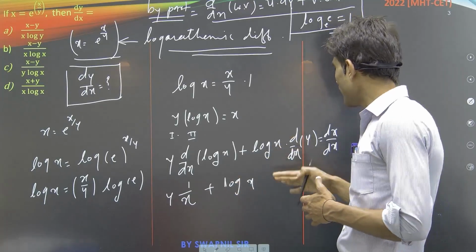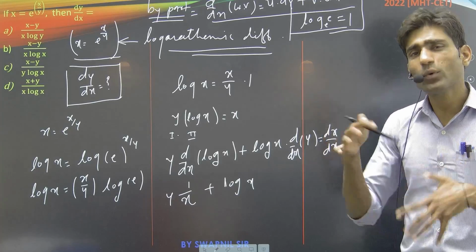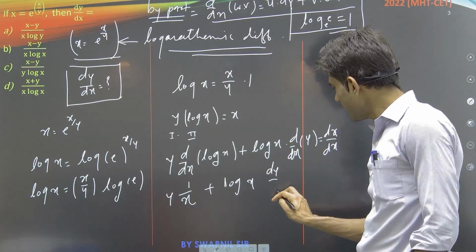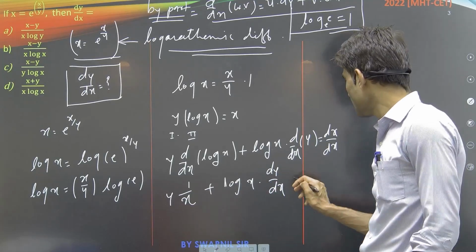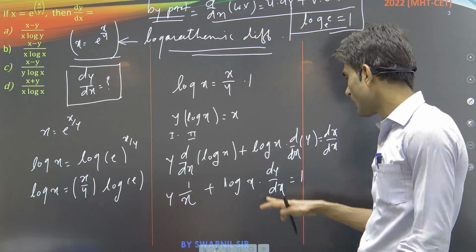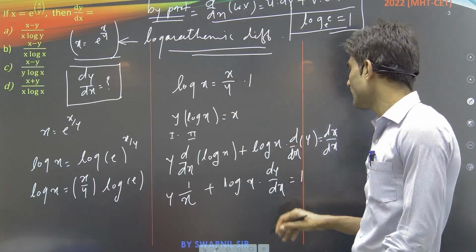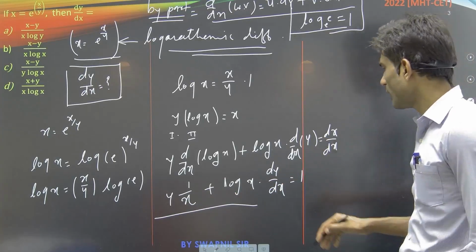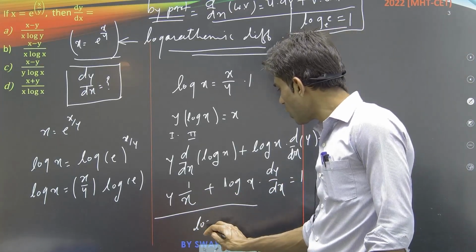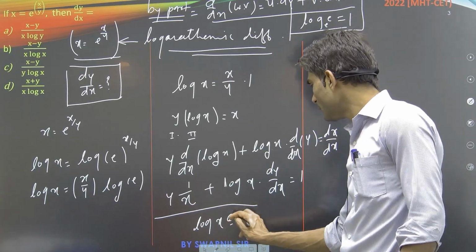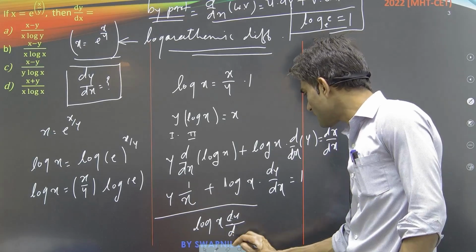As we have d by dx of y and we want dy by dx, we always keep the dy by dx term as it is. The differentiation of x with respect to x always goes to 1. And what we want is the value for dy by dx. So the remaining term from this side, take it to the other side. What we get here is log of x equal to log of x into dy divided by dx.